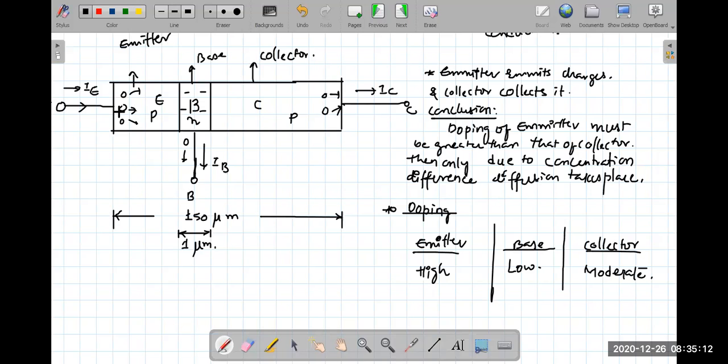Your main aim is to send charges from emitter to collector. But if most of the charges are being killed in the base, would it be a good design? No, right? Whatever charges you are sending, they must reach the collector. So charges must not destroy each other. The holes will get destroyed when they come in contact with electrons, so the number of electrons in the base region must be as low as possible.